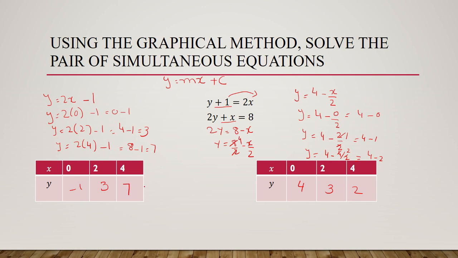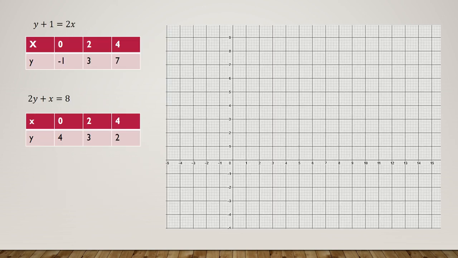Once the table of values is completed, we can easily plot these points, these coordinates, on a grid. So these are our tables of values. The first value is 0, comma minus 1. The second coordinate pair is 2, comma 3. The third coordinate pair is 4, comma 7. For the second equation, the first coordinate pair is 0, comma 4. The second is 2, comma 3, and the third is 4, comma 2. So let's plot the first pair of coordinates. 0, comma minus 1 is over here. 2, comma 3 is over here, and 4, comma 7 is over here.